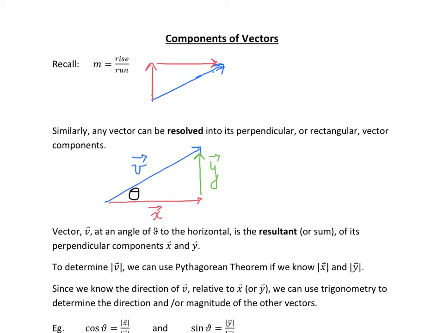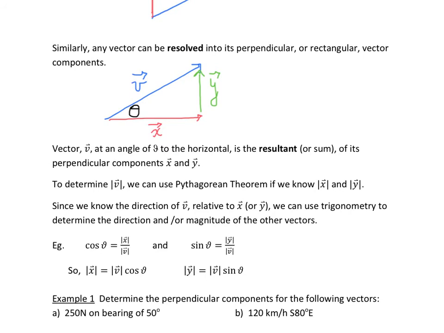So vector v at an angle of theta to the horizontal is the resultant or sum of its perpendicular components x and y. Now to determine the magnitude of that vector, you can use the Pythagorean theorem if you know the magnitude of the other two vectors. That would be similar to what we did in the last example of your previous lesson, the riverbank or crossing the river example. And since you know the direction of the vector v relative to x or y, you can also use trigonometry to determine the direction or magnitude of the other vectors.